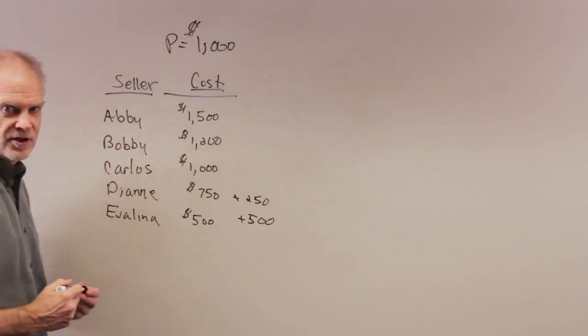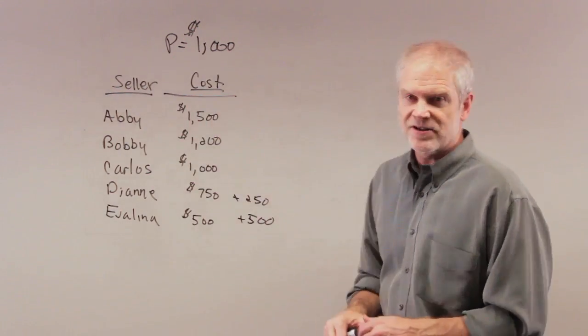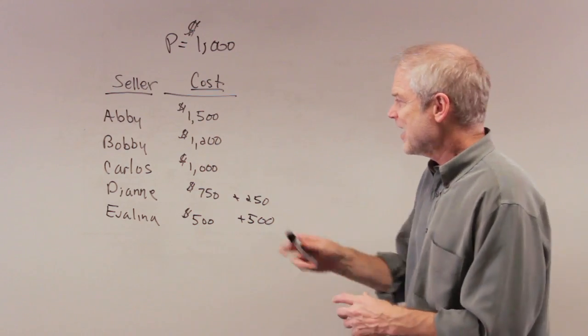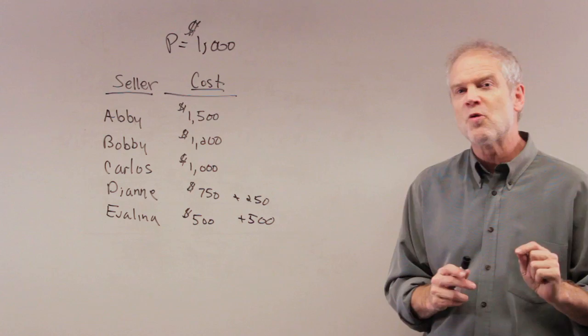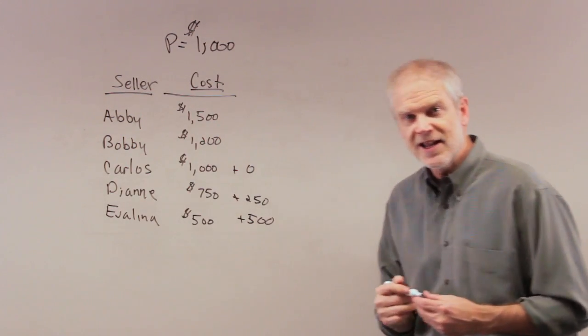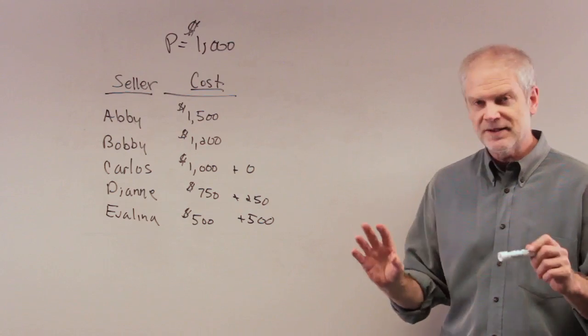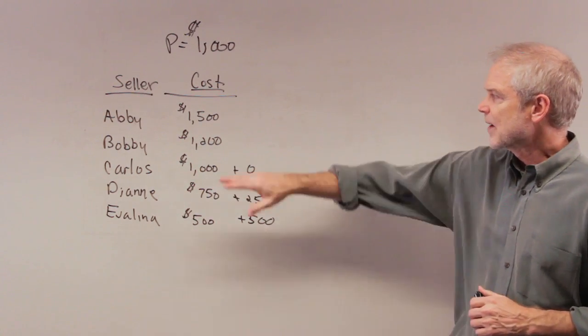Let's go to Carlos. Carlos's cost is exactly $1,000. The price is $1,000. Carlos will supply the good, but he's the marginal producer, right? For him, there's going to be no more gain here. So his surplus is going to be zero. He'll still supply it. He's just breaking even on the deal. But again, when we get into cost, that's actually going to work out to be something he should do.